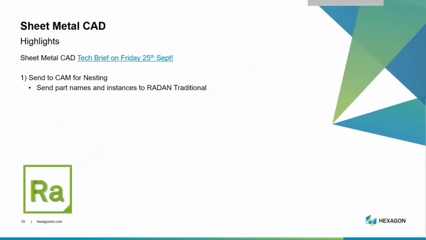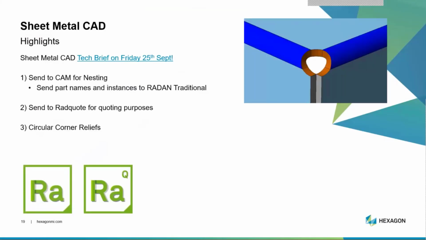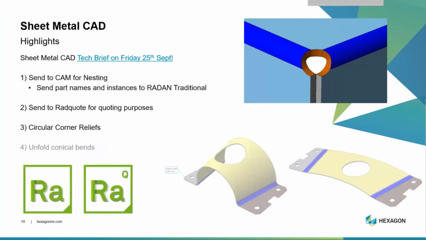So I just pulled out 4 highlights from this release. The first one is CenterCam for nesting. So we can now send part names and instances to Radan Traditional. We can send to RadQuote for quoting purposes. We've now got the ability to create circular corner reliefs. And also we now support conical bends. Again, there's more information, more detail about other functionality available on the What's New wiki on the forums.